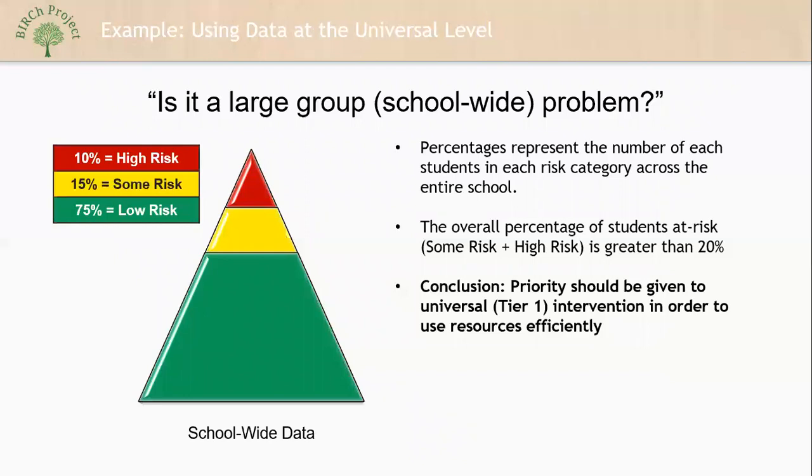In this particular example, you can see that the some risk category and the high risk category exceed 20%. So in this particular example, it would be appropriate to focus on bolstering or improving tier 1 supports to capture more students who respond to the universal instruction before moving on to providing intervention for students who require more intensive levels of intervention.